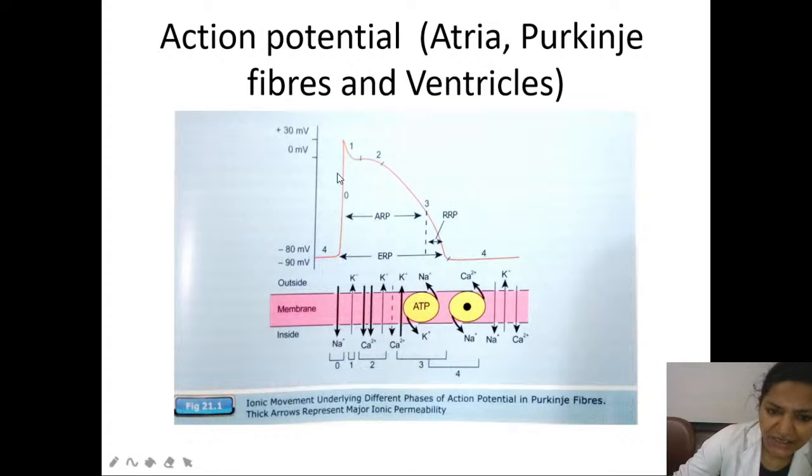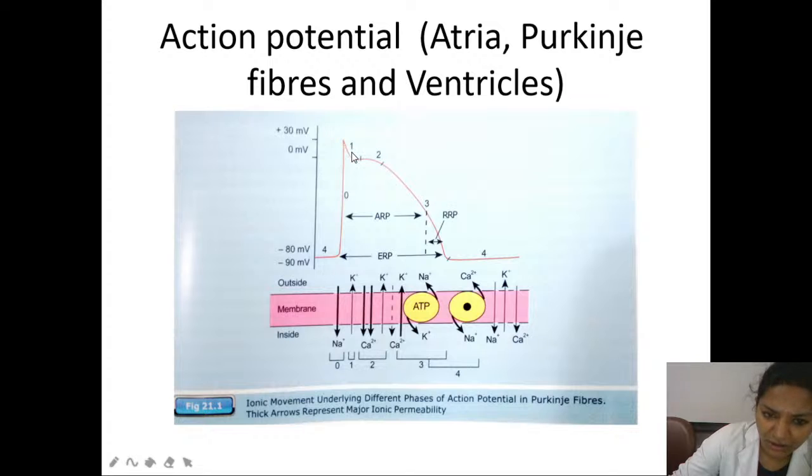During this phase, there is opening of fast sodium channels. Since the sodium conductance increases, sodium gets into the cell, so you see this Vmax increases, or this slope rises. After this comes phase 1, which follows phase 0. Basically here the sodium channels get inactivated, inactivated and not closed.